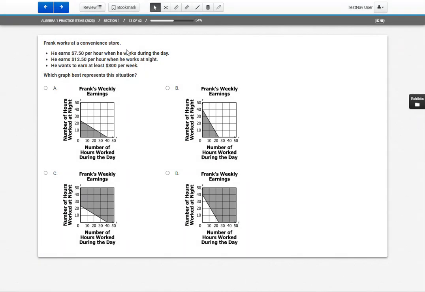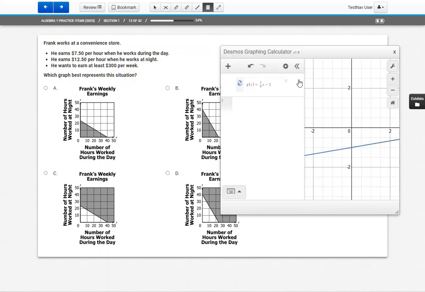Frank works at a convenience store. He earns $7.50 when he works during the day, and during the day is on the X. $12.50 per night is on the Y. He wants to earn at least $300 per week. So we just need to graph this in Desmos. So again, like I said, he earns 7.50 per day, and then 12.50 at night. And whatever he works, he wants to make more than or equal to $300. Okay, that's what it is.